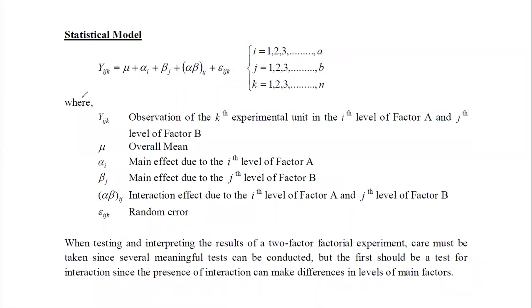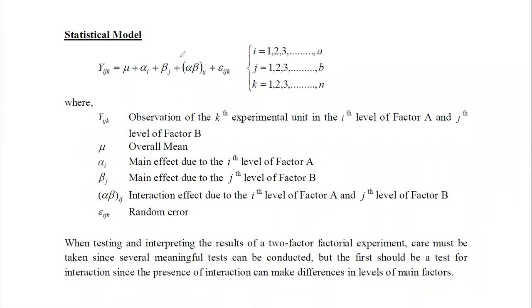If you go through these terms, Yijk is the observation that we are obtaining for the kth experimental unit in the ith level of factor A and jth level of factor B, where mu is the overall mean, or the grand mean, and alpha i denotes the main effect due to the ith level of factor A, and beta j denotes the main effect of the jth level of factor B.